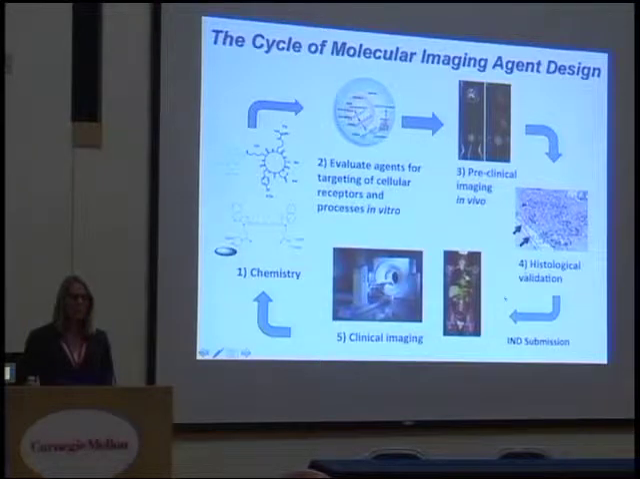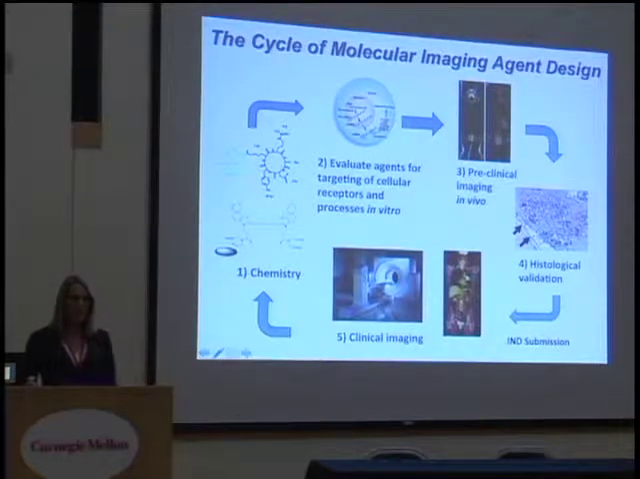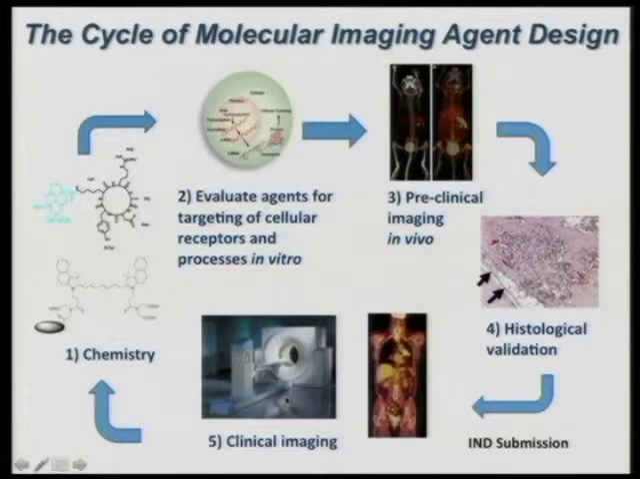If all of this works, then we're ready to go into humans. And these little words, IND submission, this can be hundreds of thousands of dollars. It could take a couple of years if everything goes really well. So then we get into humans and we do our clinical imaging, and then we find out that maybe our compound really isn't so good. It looked great in the mouse and maybe even in a larger animal, but when we get to humans, it really didn't do what we wanted, and so then we start all over again. We make new compounds and we go through the cycle again.